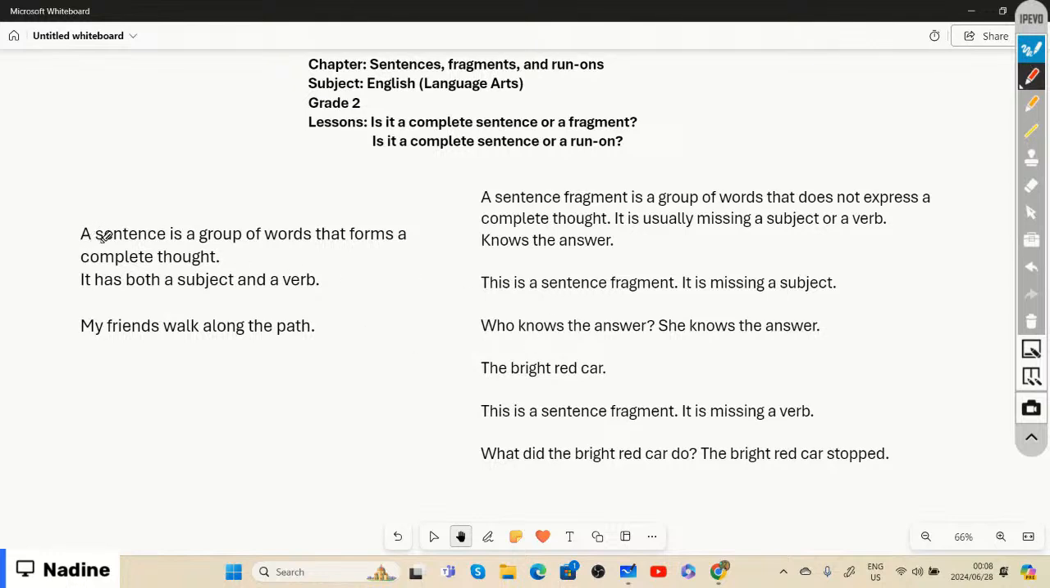So once again, a sentence is a group of words and it forms a complete thought. A sentence has a subject and it has a verb, meaning it has both. The subject tells us who or what is doing the action, and can be a person, an animal, or a thing. And then we have the verb, which is the action that the person, the animal, or the thing is doing.